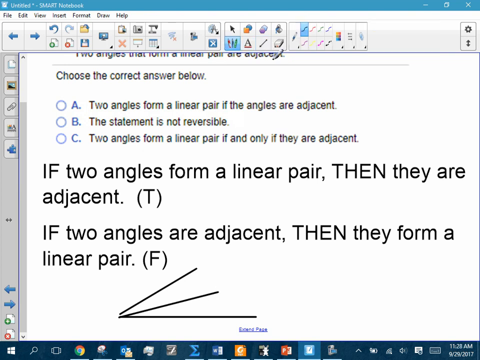If that's angle 1 and that's angle 2, are they adjacent? Yes. If 2 angles are adjacent, so we say that that's true. But do I get a conclusion that they're a linear pair? No. So that's why it's false. With a true hypothesis, we can find a counterexample that makes the conclusion false, and that's why I would say, in this case, the statement is not reversible.